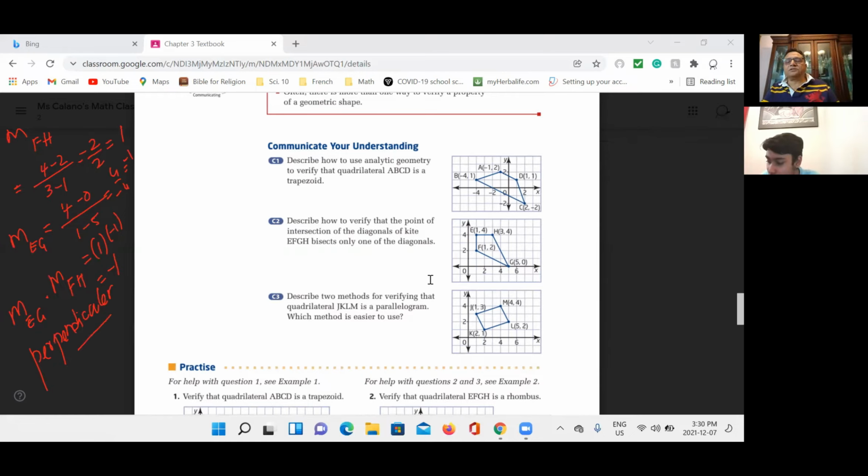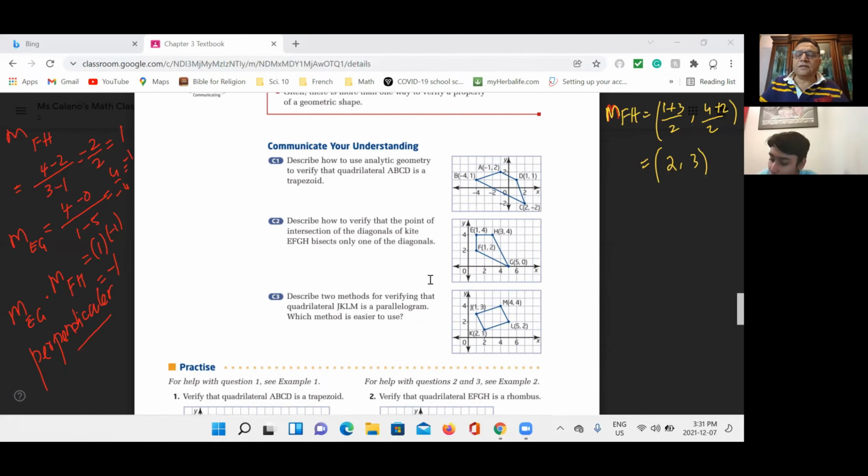So one part is done, which we have verified. The second part for us to prove is that the midpoint lies on the line E to G. So let's find the midpoint of F to H. Let me change the color. So 1 plus 3 divided by 2, comma 2 plus 4 divided by 2, which is 2 and 3. Correct? Yeah, I got 2 and 3, sir.